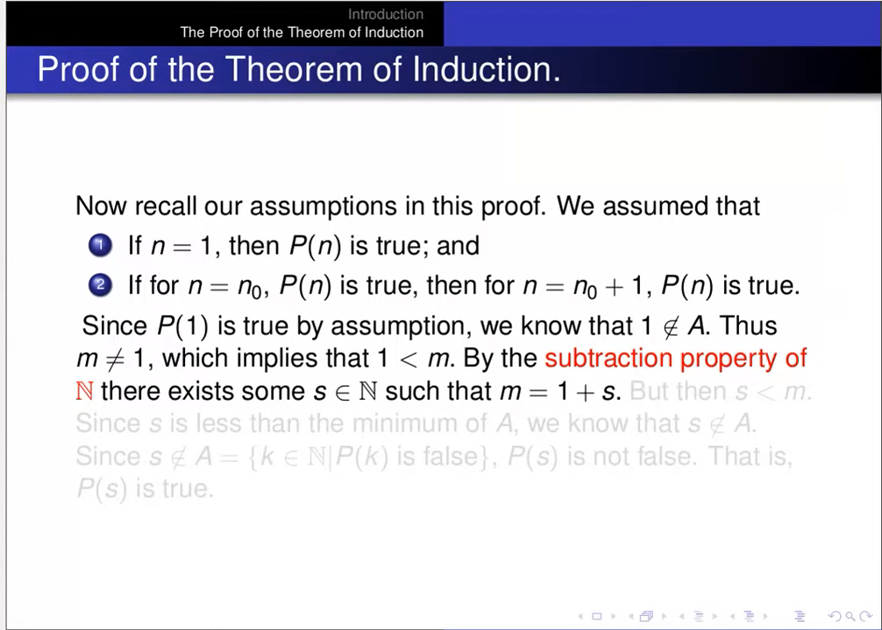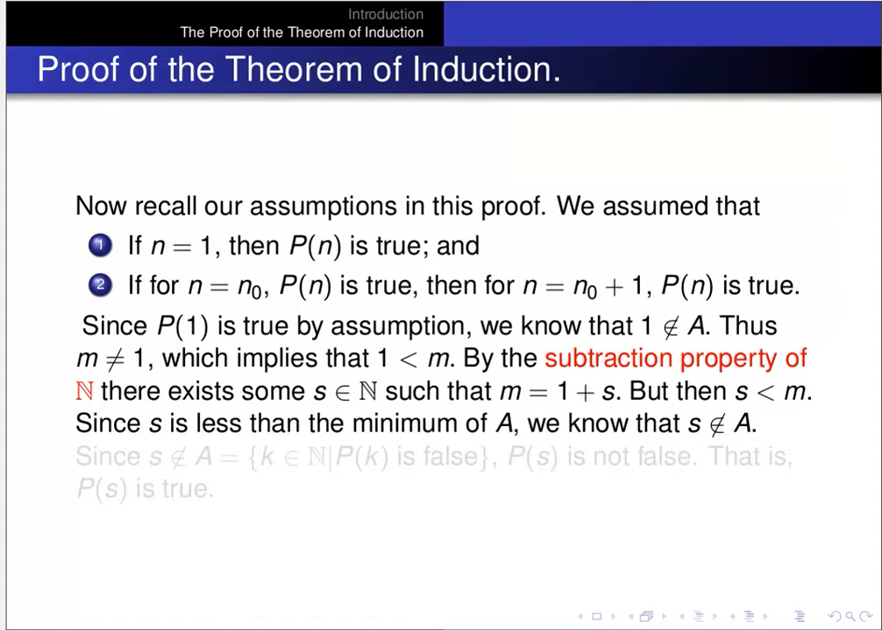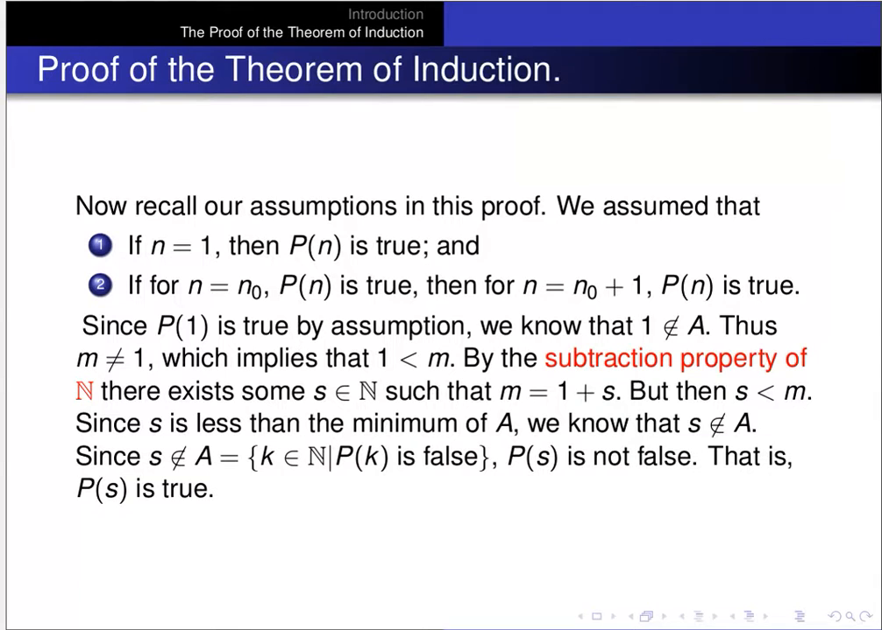Let's think about s now. s is smaller than the minimum, s is smaller than m. So using our reformulated second criteria for being a minimum, since s is smaller than the minimum of A, it cannot be a member of A. So s is not a member of A. Think about what that means: s is not a member of the set of natural numbers for which P is false. That means that P is not false for s. In other words, P of s is not false, which means that P of s is true.